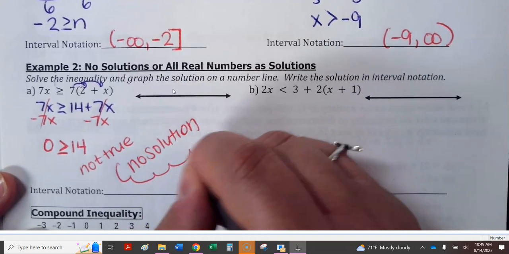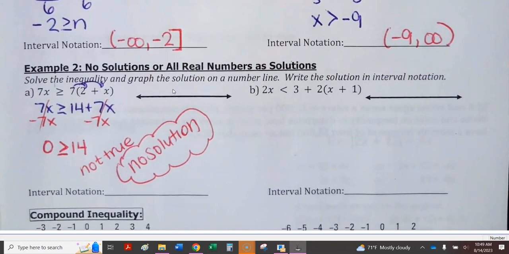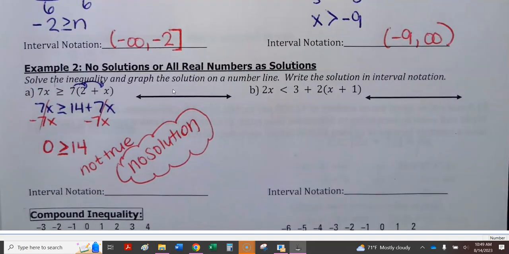You would not make a graph. You would not write me any interval notation. It just means that that's not a situation where we could ever get a solution. That's not a possible inequality that we could ever solve. So not a solution there. Not true, no solution. Okay, let me run through this one real quick so you can see this.